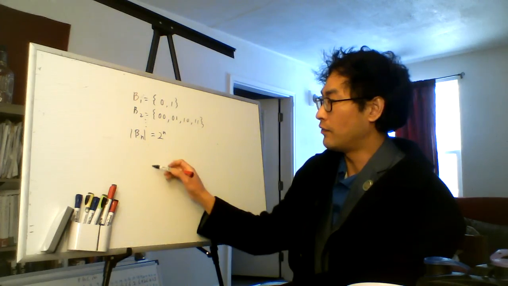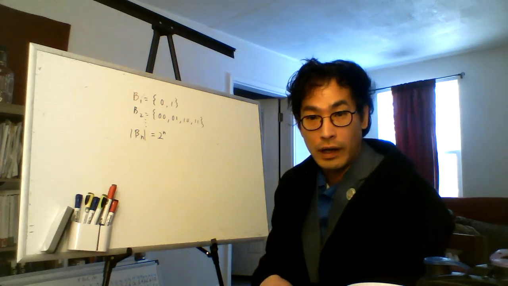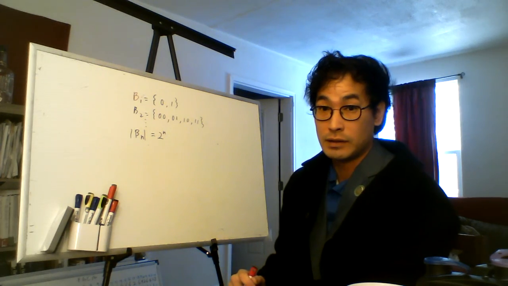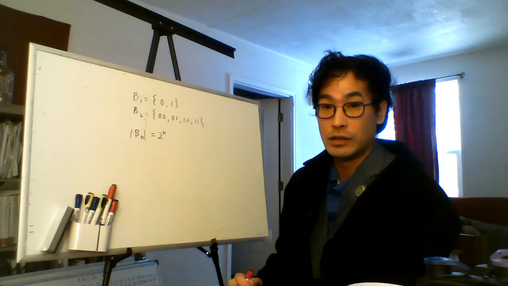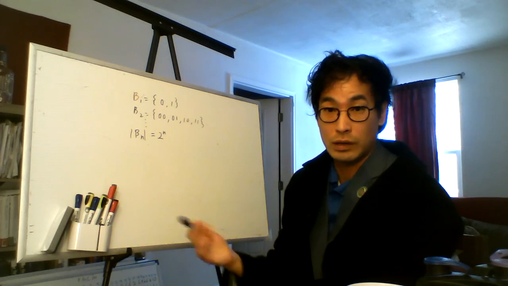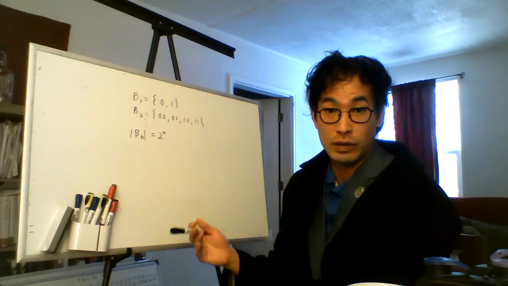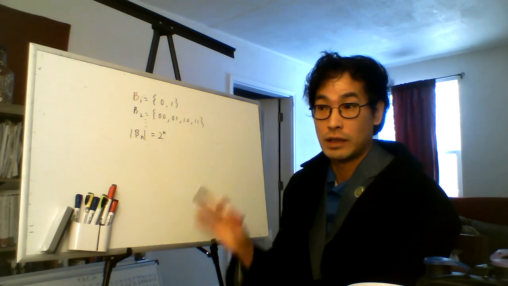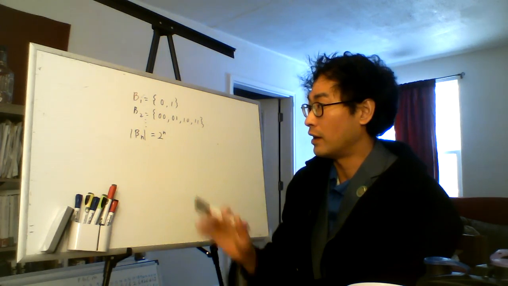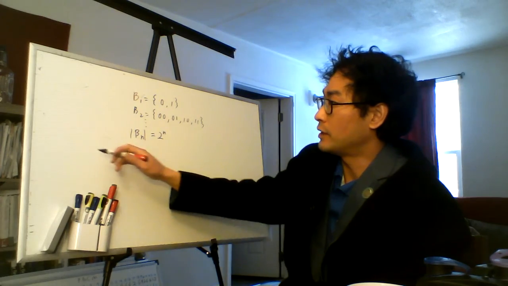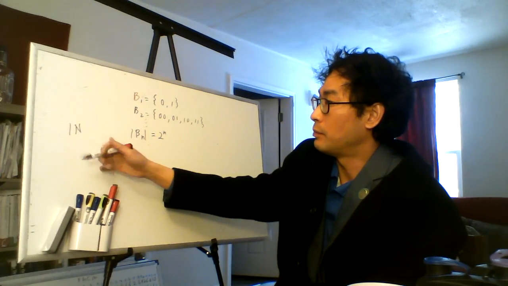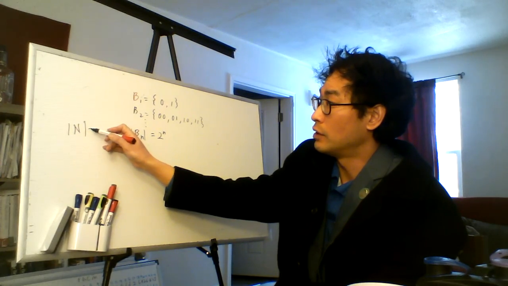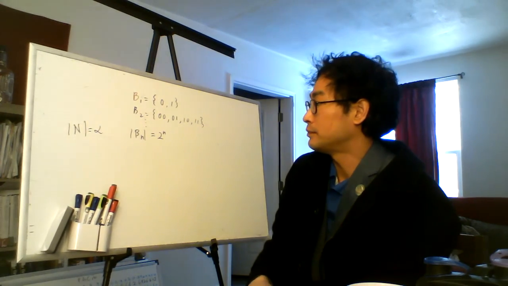So alpha is an infinite number, and it's a more standard infinite number because it represents the size of a countable set, which has one-to-one correspondence with the natural number set. What I'm saying is, the set of positive integers, natural numbers, we call it alpha.